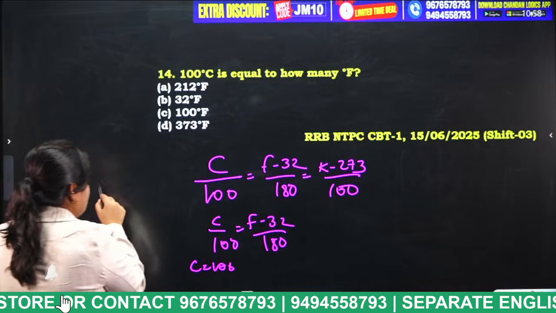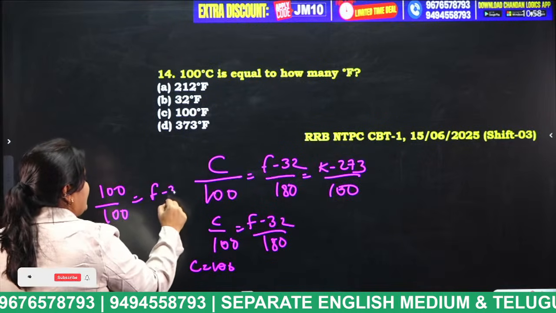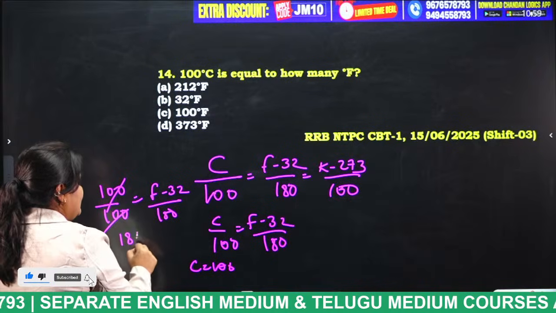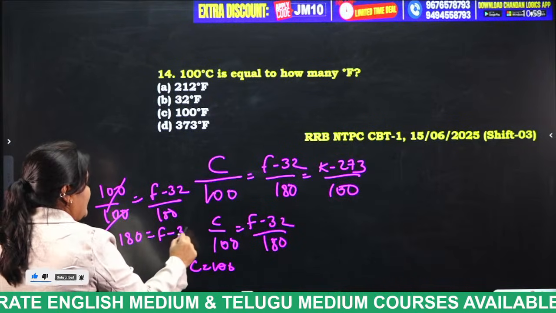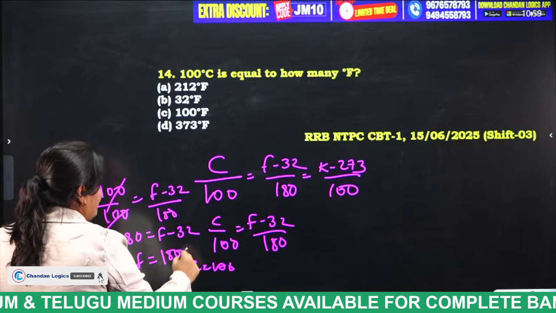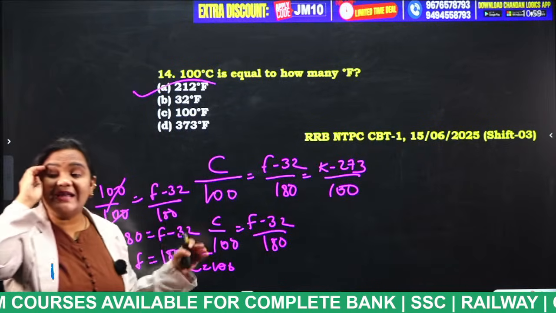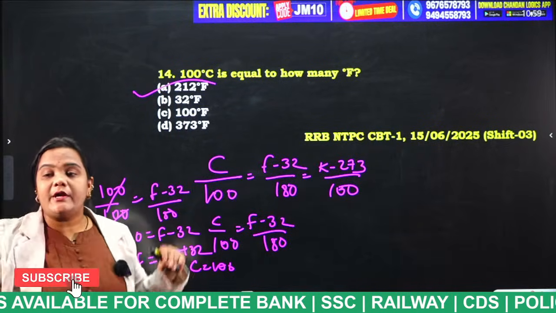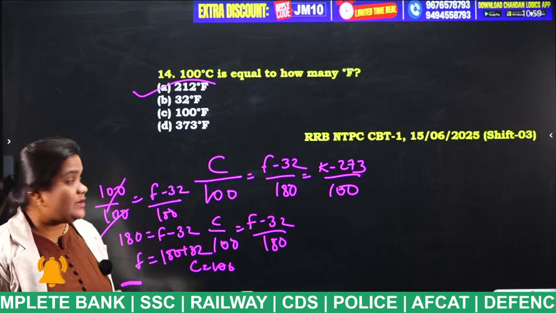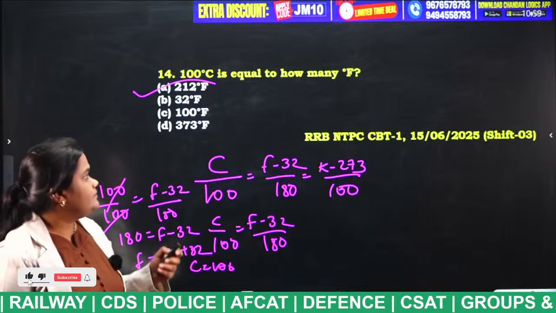By solving this, 100 by 100 is equal to F minus 32 by 180. So here they are cancelled. So 180 is equal to F minus 32. So F is equal to 180 plus 32. What will be the answer, students? 212 degrees Fahrenheit. Very, very important model. To solve these types of problems, first you have to know the relationship between Celsius, Fahrenheit and Kelvin. Okay, next question.